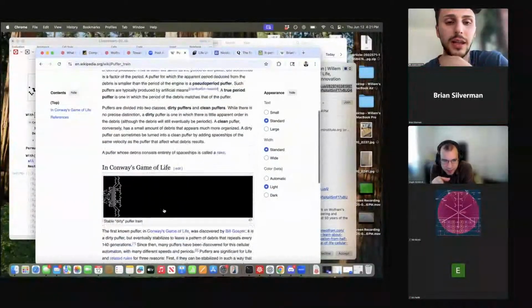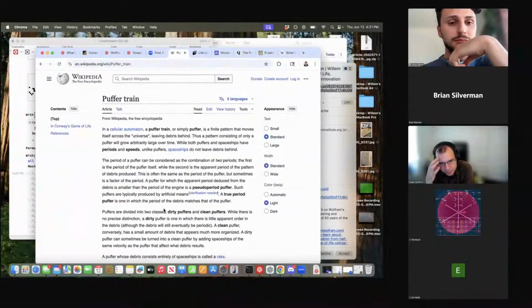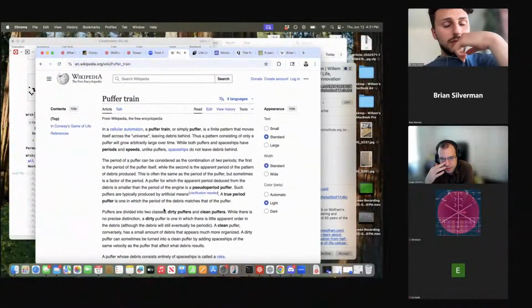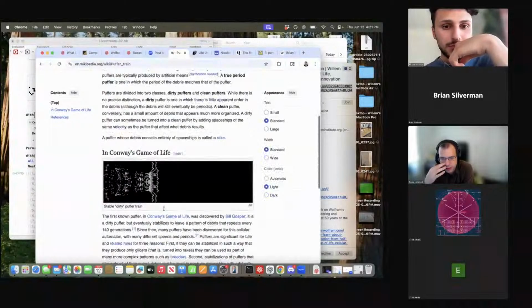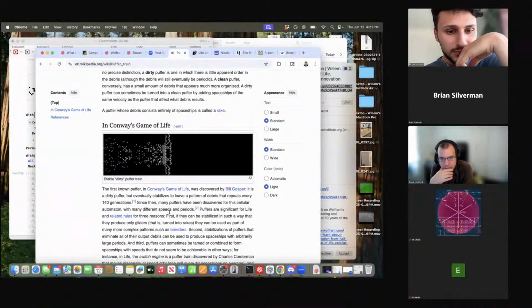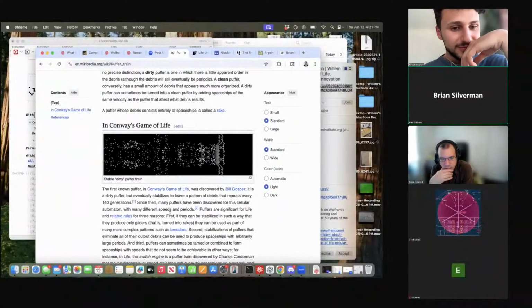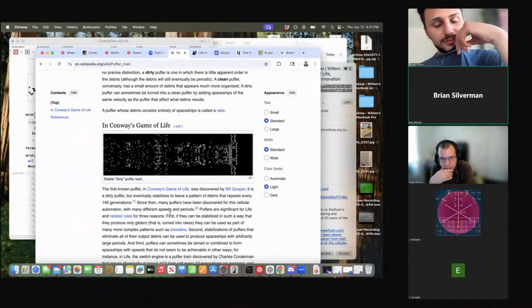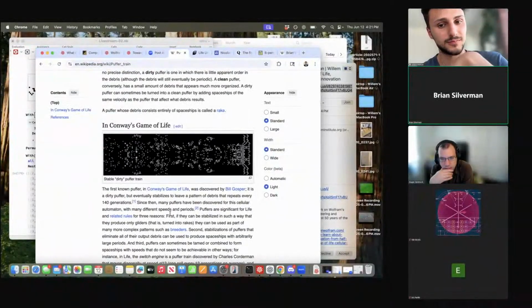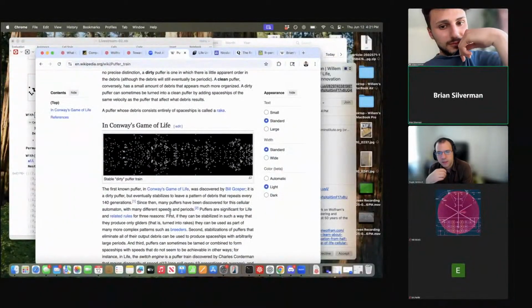Interesting, the tail of that fizzles out, and it's not really clear if there's a periodic structure to the fizzling. Yeah, but it actually says right out, the first known puffer in Conway's Game of Life was discovered by Bill Gosper.